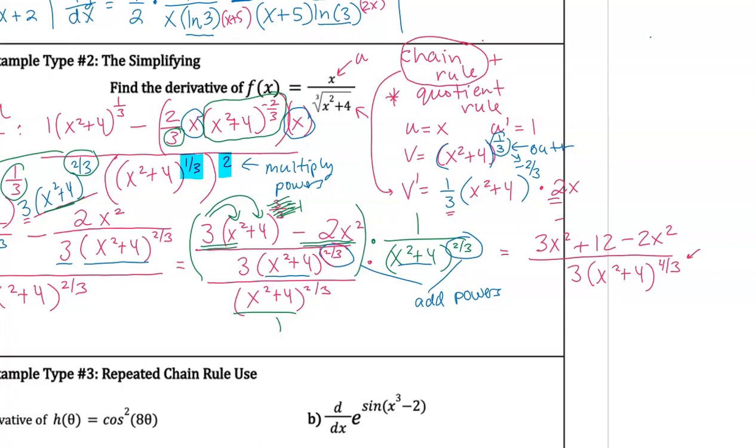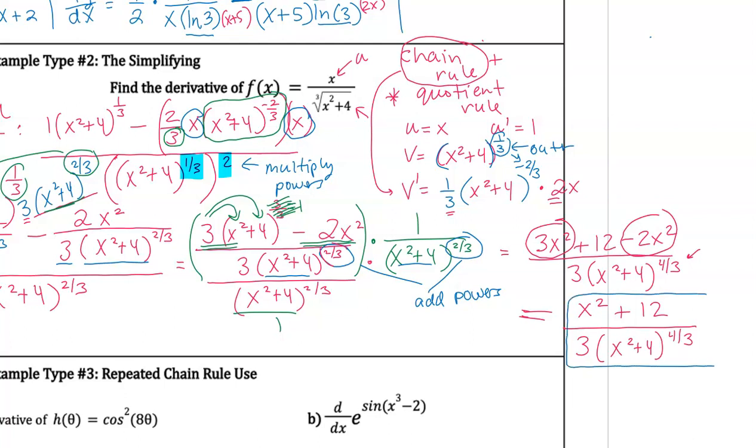And then in the numerator, I can combine my like terms of 3x squared and negative 2x squared. And so I end up with positive x squared plus 12 in the numerator, all over 3 times the quantity x squared plus 4 raised to the power of 4/3. Now this is a much cleaner, tighter, appropriate looking derivative for this original function here.